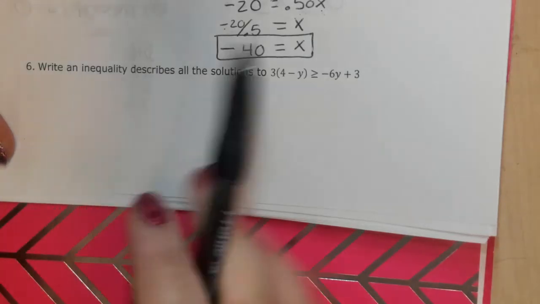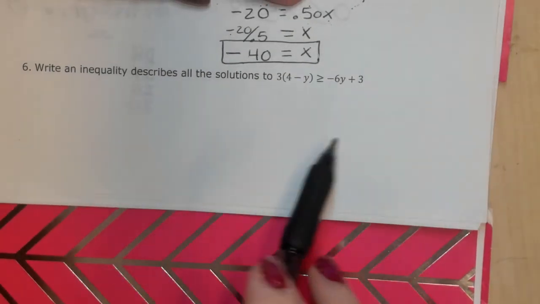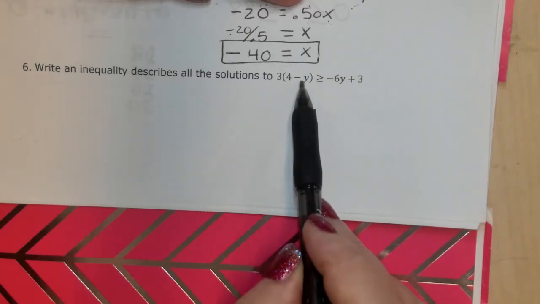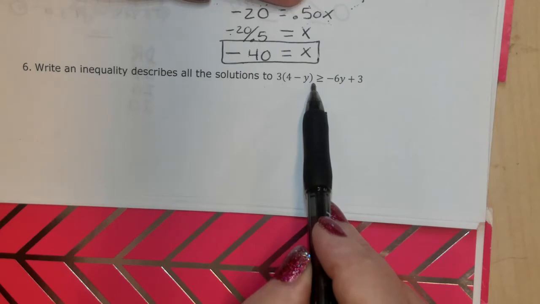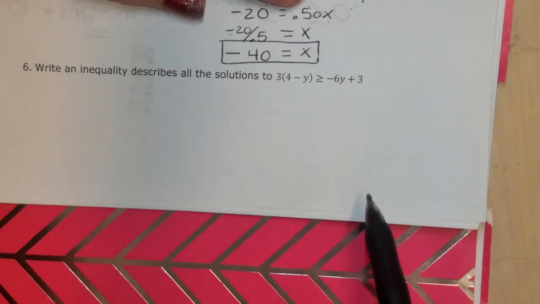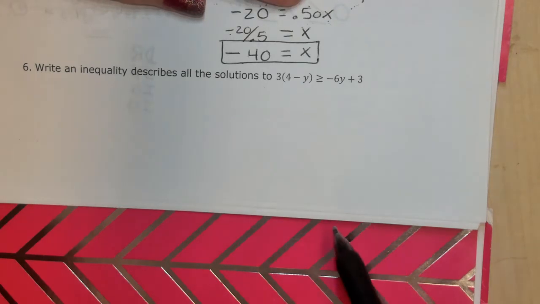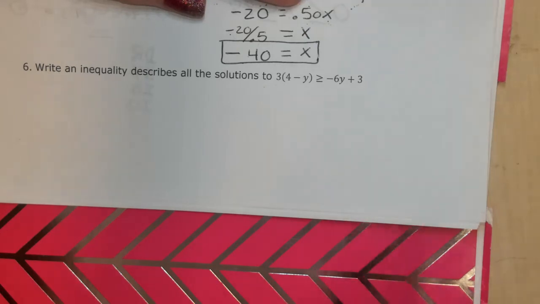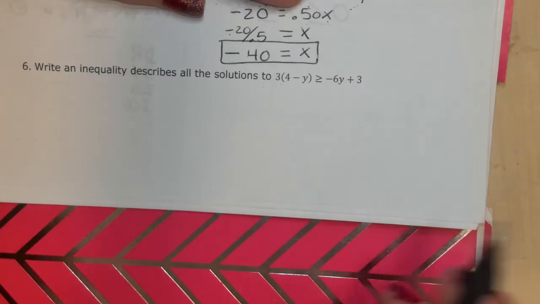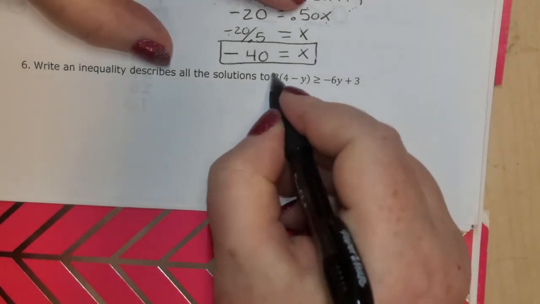Write an inequality that describes all the solutions to 3 times the quantity 4 minus y is greater than or equal to negative 6y plus 3. So you solve this pretty much like you solved the one above, except you have an inequality symbol. So you're going to pretty much do everything the same, except if you have to multiply or divide by a negative, your inequality is going to get reversed. So let's start out by distributing.